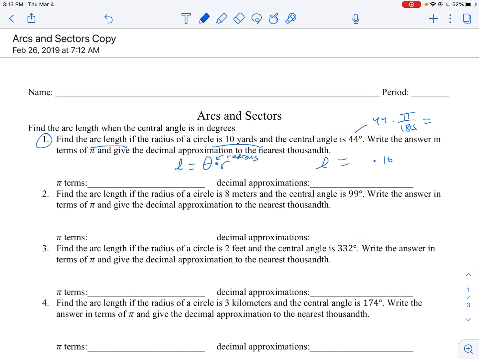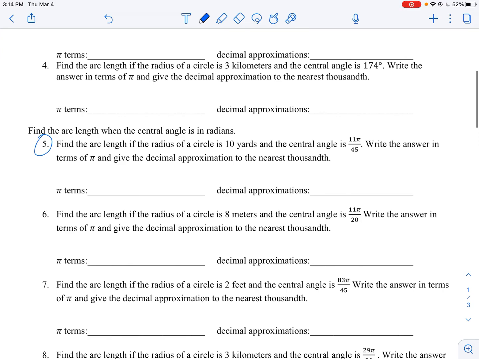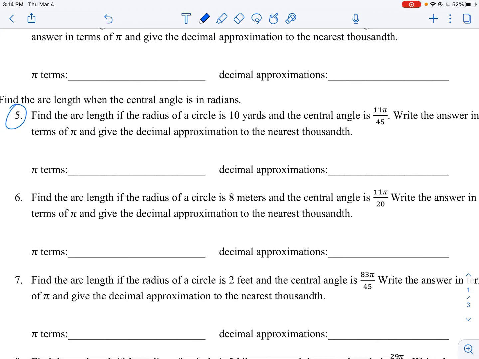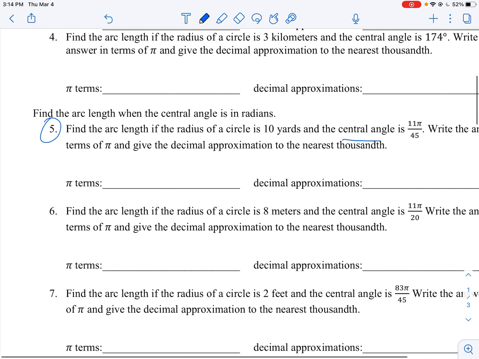44 divided by 180. Simplify the fraction, we get 11/45 pi. So this part is going to go here, and then you times them together and you can simplify it. You get in terms of pi the exact value, and then the decimal approximation. And it says to round to the nearest thousandth, so round to the third decimal place. When you get down to this section, it's actually easier because it's already in radians. So it tells you the angle in radians, and it tells you the radius.